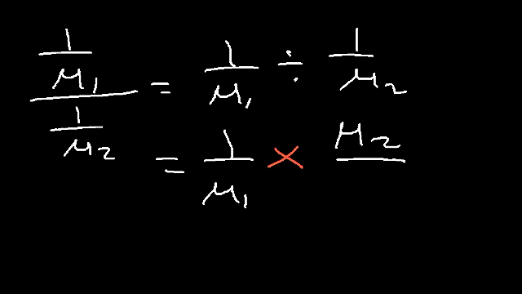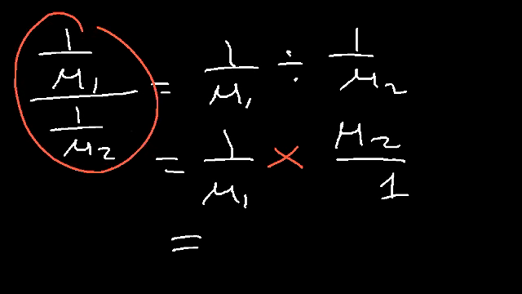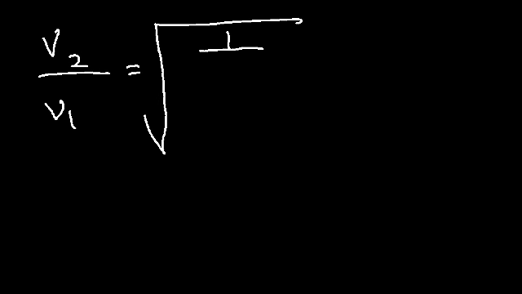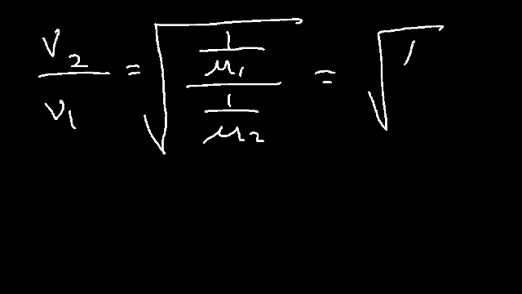So therefore, what we have is this fraction is equal to m2 over m1. So therefore, v2 over v1, which was equal to the square root of 1 over m1 divided by 1 over m2, that's equal to the square root of m2 over m1.